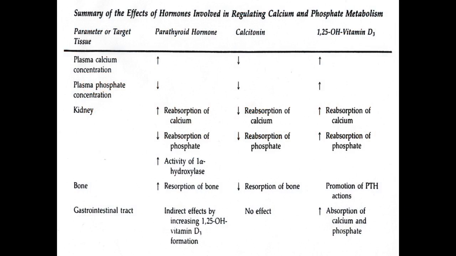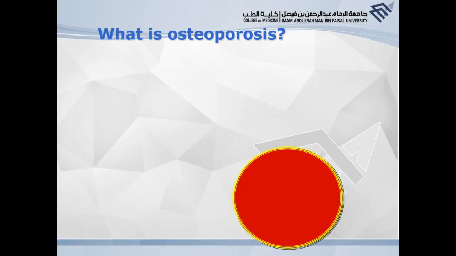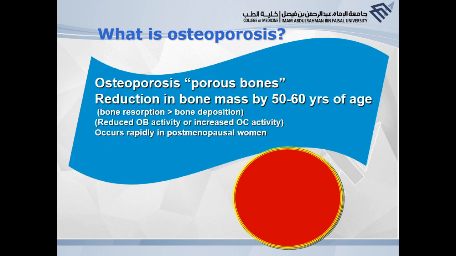This is the summary of the parathyroid hormone, calcitonin, and vitamin D. Now we move to osteoporosis. So osteoporosis is weakening of the bones because of age. It is age related, and osteo means bone and porosis means porous. The bones become porous. There are holes produced in the bone, and there is reduction in the bone mass by 50 to 60 years of age.